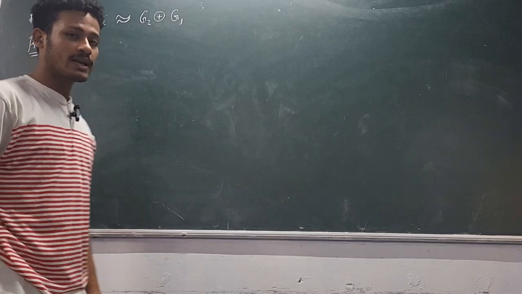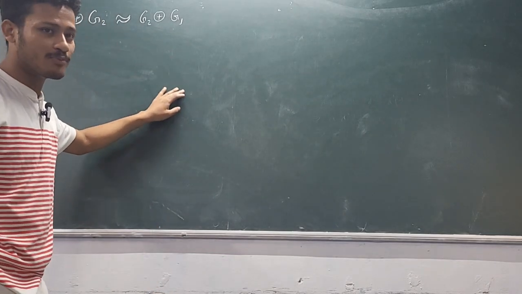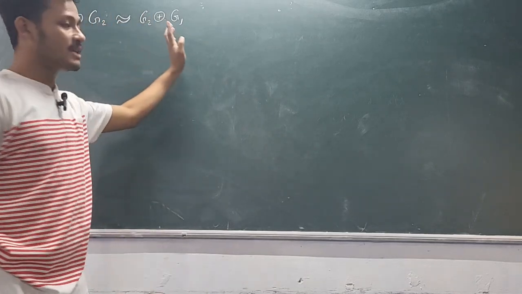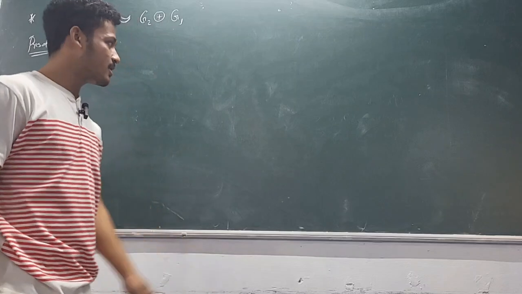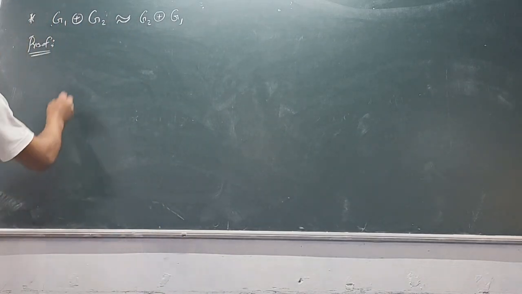Do you have any idea? If we can make a 1-1 onto homomorphism, that means if we can make an isomorphism from this to this, then these two groups are isomorphic. So now we are going to make an isomorphism.